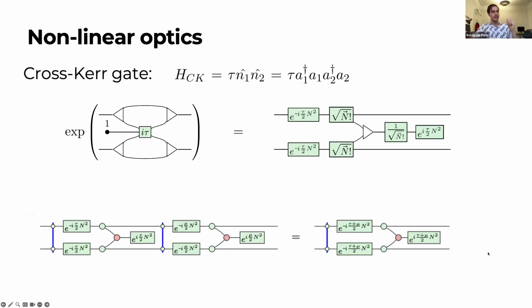And then you can prove that two cross-Kerr gates one after the other can be expressed as one gate where you sum up the parameters, and the proof is exactly or almost the same as how you prove the addition of phase gadgets.